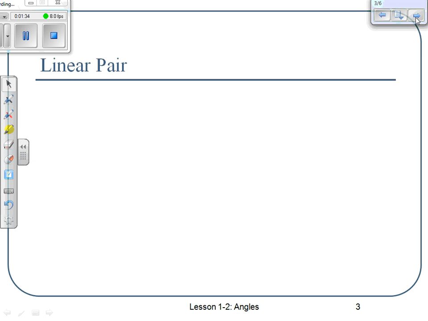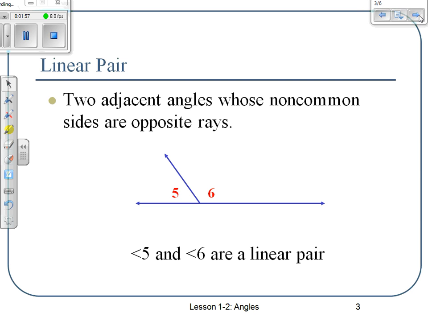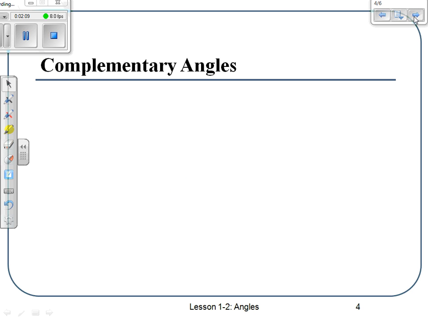Linear pair. Linear pair is an extremely important type of angles that you will use a lot this year. They're defined as two adjacent angles whose non-common sides are opposite rays. And we talked about opposite rays previously. So if you think about this, 5 and 6, they're adjacent angles. They share a vertex. They don't really show it there, but if you look up where the arrow is, that's their vertex, okay? They have this common side in the middle, and their non-common sides are actually opposite rays, so they are called a linear pair.